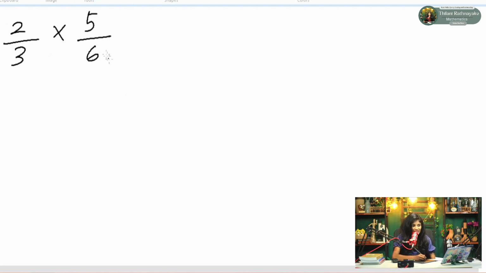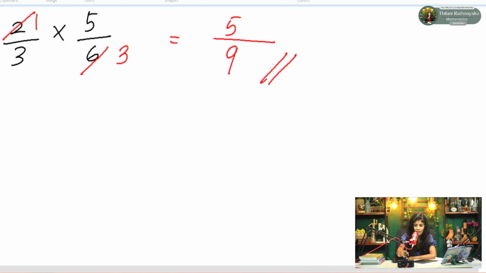So 2 and 6, can we simplify? Yes, we can simplify, right? Here 2 times 1, 2 times 3. Now 5 and 3 cannot be simplified, so this is the simplification itself. Now we are going to multiply the numerators and denominators separately. So 1 times 5 is 5, and 3 times 3 is 9. That's it. So this is the final answer, and we are moving to our next question.